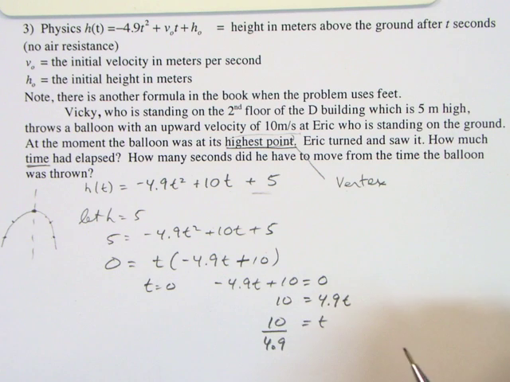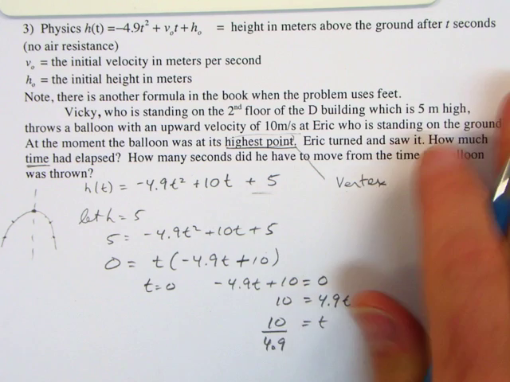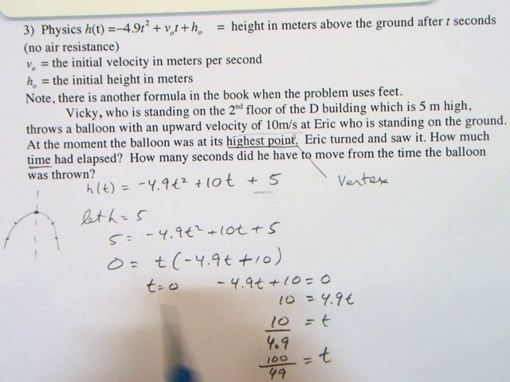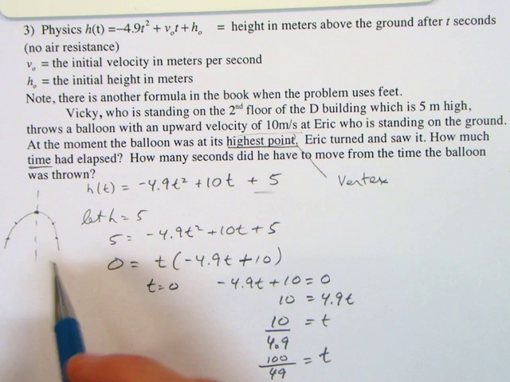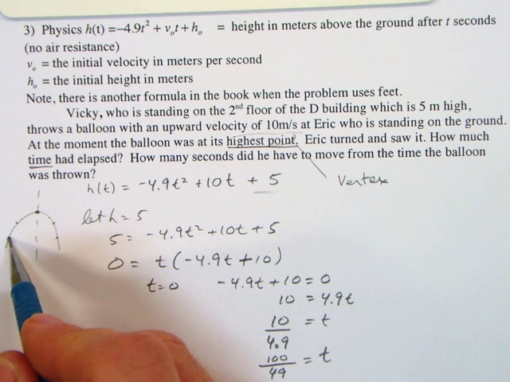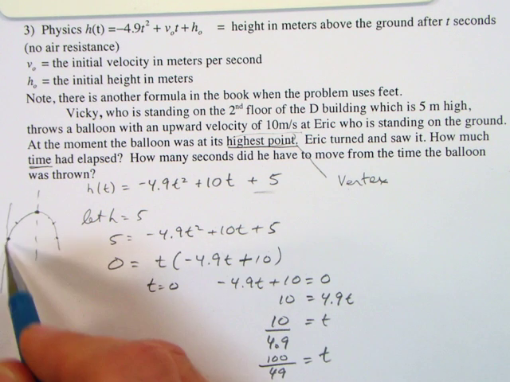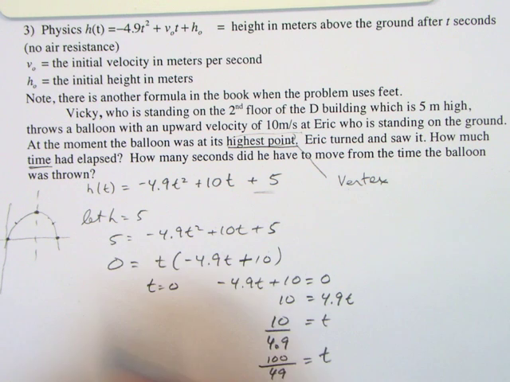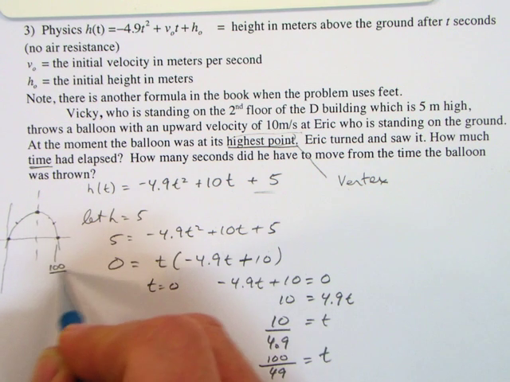Now we have a fraction with a decimal in it. Let's get rid of that decimal. We'll multiply the top and bottom by 10 and get 100 over 49. So what that's saying is that the initial time, let's say it was thrown right here, the initial time was 0. And then in order to get to that same height as it was thrown up, it's coming back down, it will be at 100 over 49 seconds.